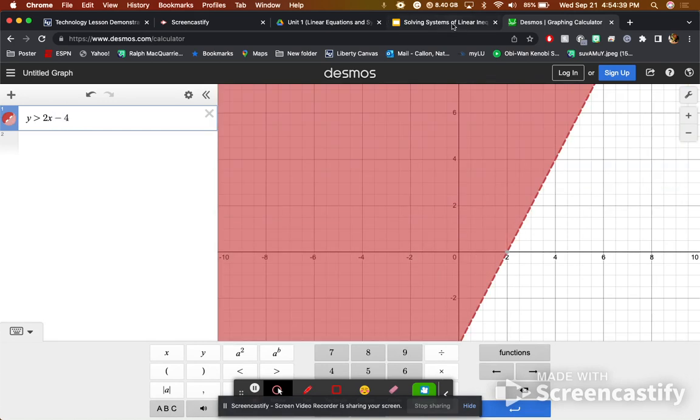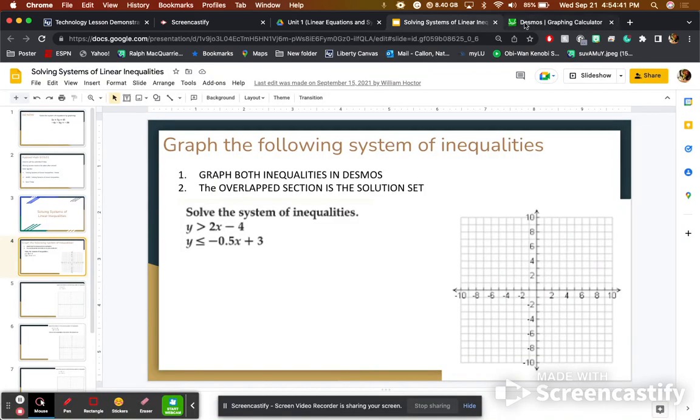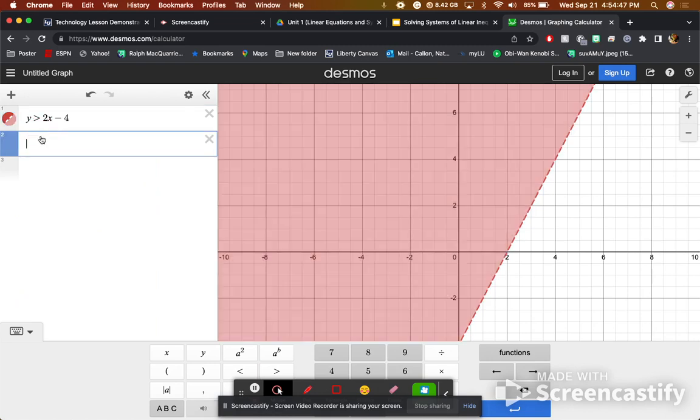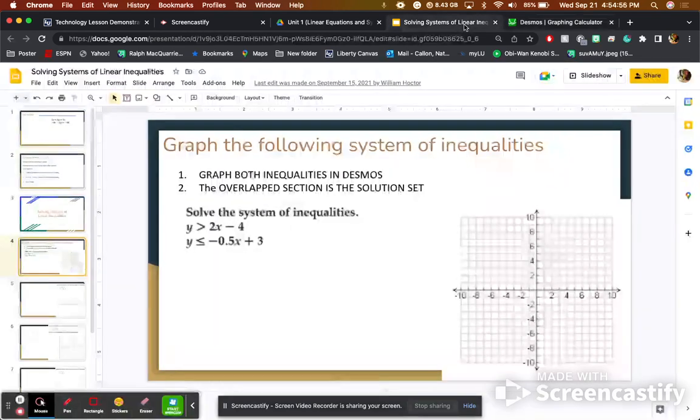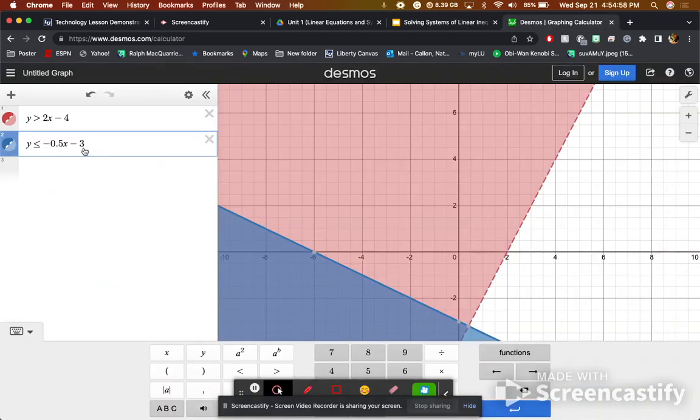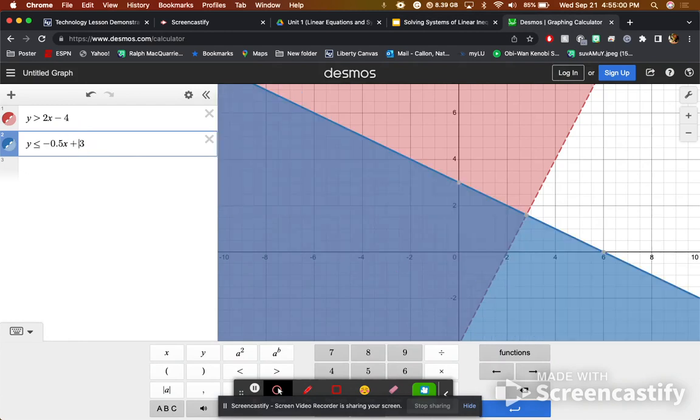So 2x minus 4. And then our next one is y is less than or equal to negative 0.5x plus 3. Make sure I have that in. Plus 3. So these are our two graphs. We can see they're both shaded, and we need to identify our solution set.